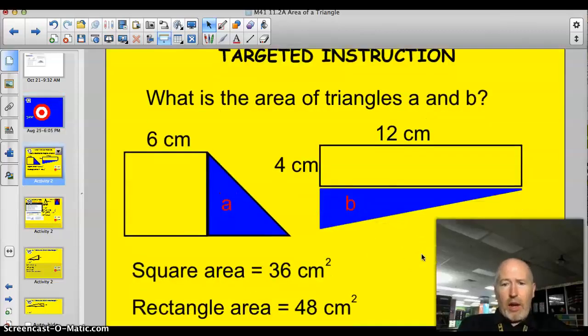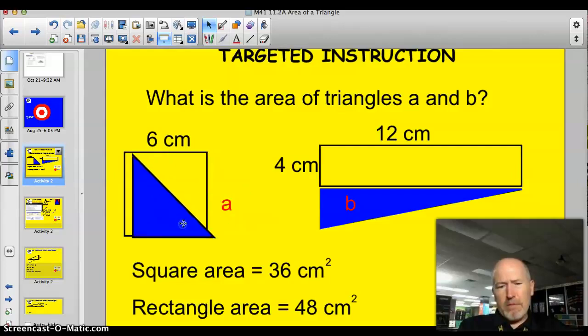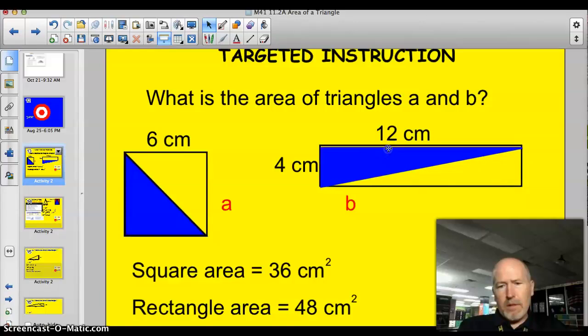What is the area of triangles A and B? See if you can figure it out. Yeah, there's enough information there to figure it out. I know what you're thinking, but go ahead. All right. Did you figure it out? Would it help if I did this? Now think about it. Can you tell me what the area of triangle A is and triangle B?